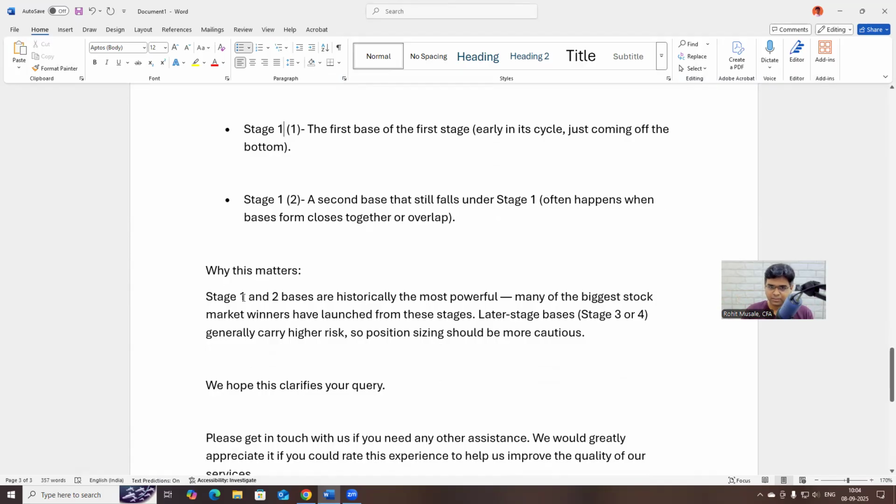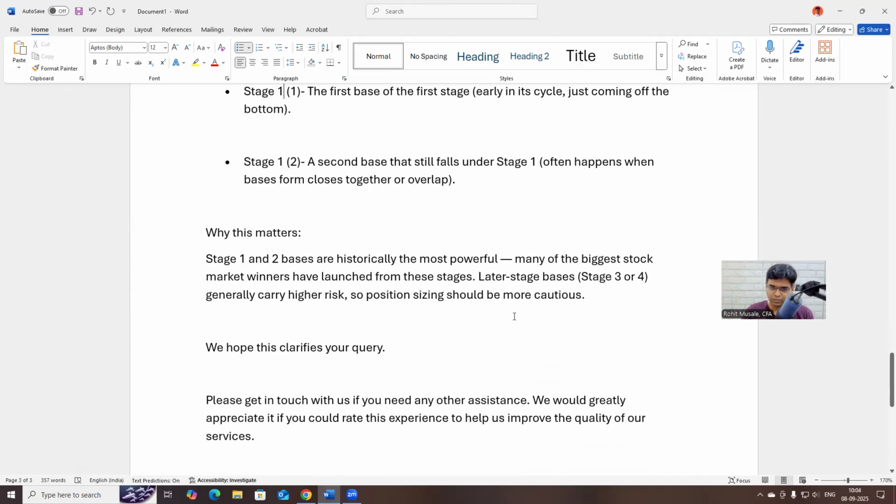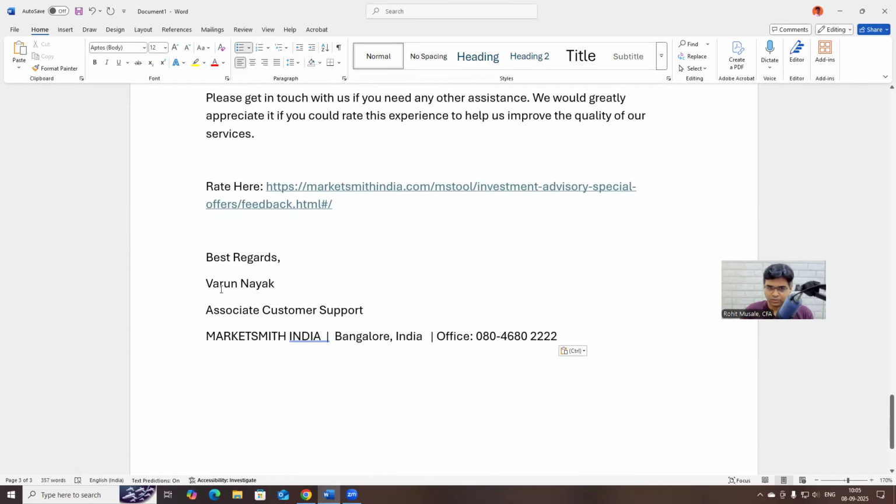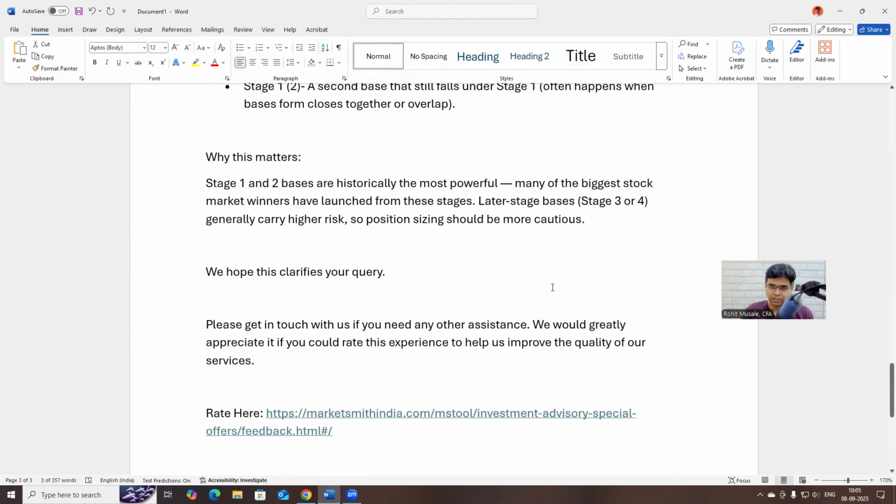Why this matters? Stage 1 and 2 bases are historically the most powerful. Many of the biggest stock market winners have launched from these stages. Later stage bases, stage 3 and 4, generally carry higher risk. So position sizing could be more cautious. So this is consistent with what I have been teaching. We hope this clarifies your query. Please get in touch with, and so on and so on. This email came from Varun Nayak, Associate Customer Support, MarketSmith India, Bangalore.